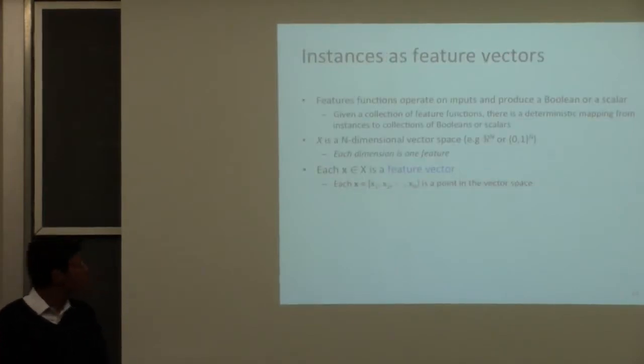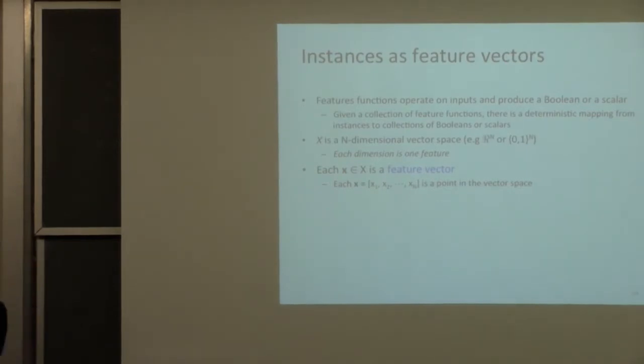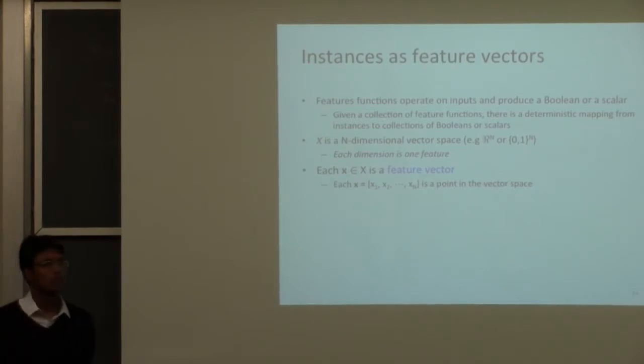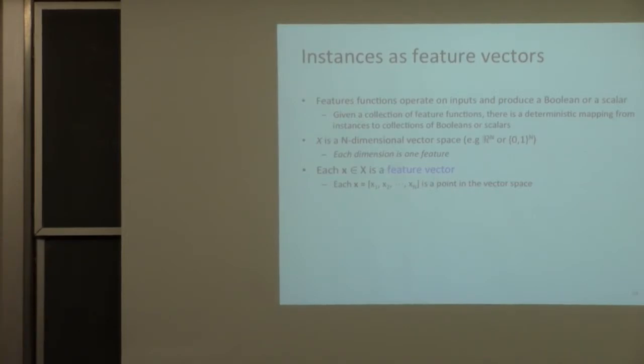Now, as I said, feature functions operate on inputs and produce a boolean or a scalar. And typically you don't just come up with one feature function, because most of the time you don't know what a good feature representation is. You just throw in anything that you can think of into the learning algorithm and hope the learning algorithm figures it out. So typically you come up with a whole list of feature functions. Is the first letter of all, is the second letter of all, is the third letter of all. And you stack them up.